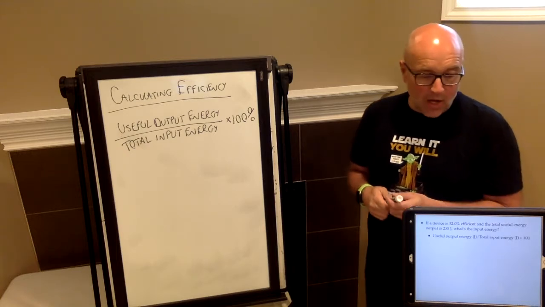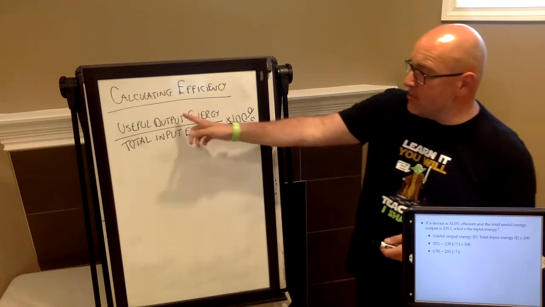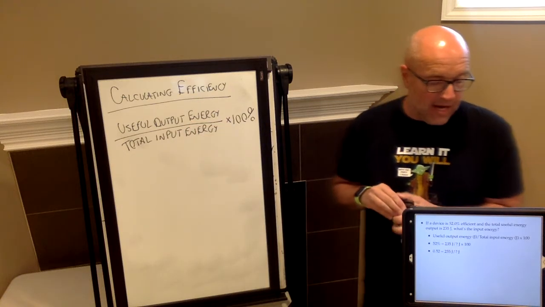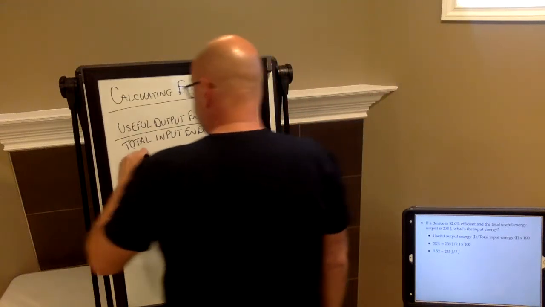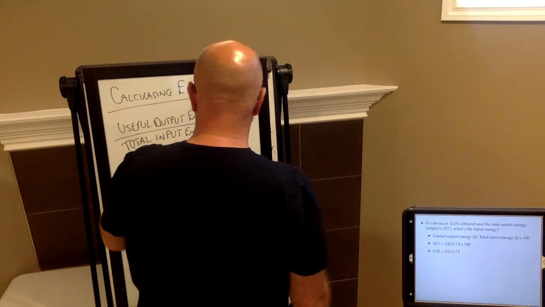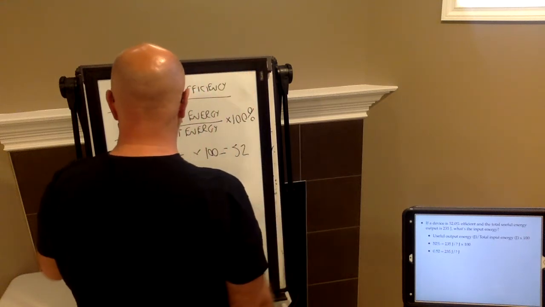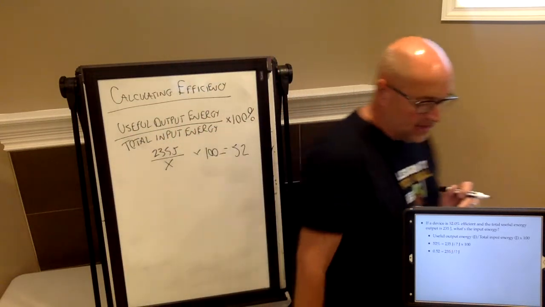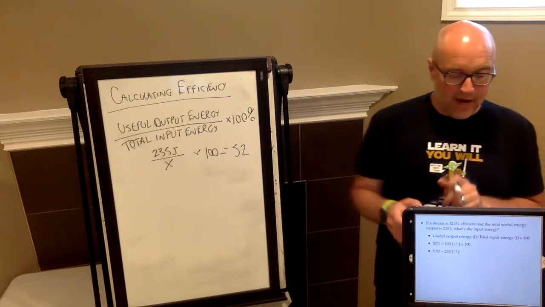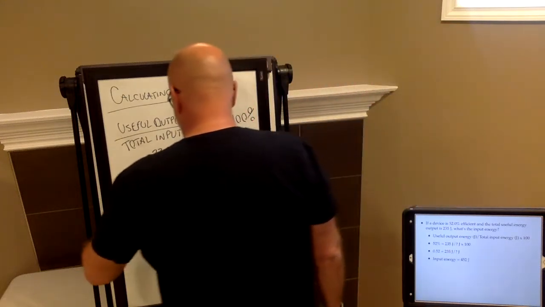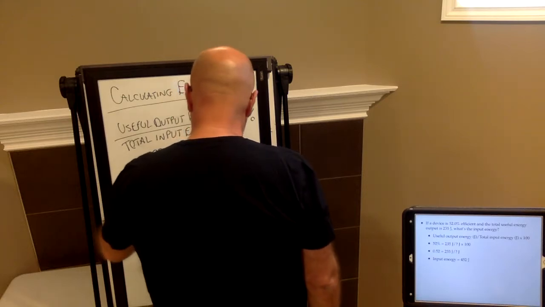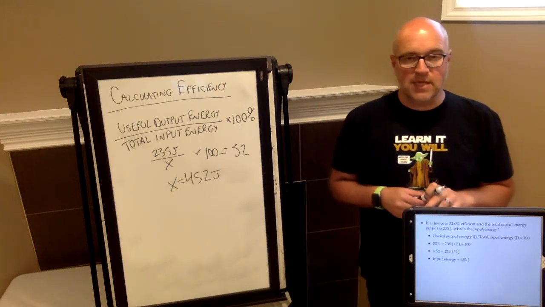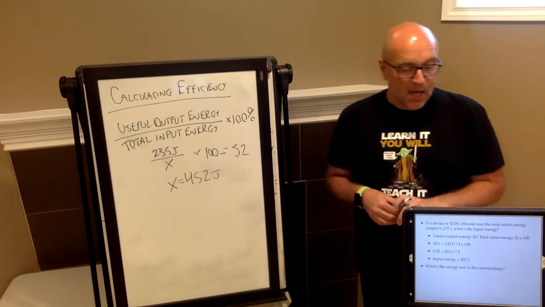Here we go. Okay, so I use my equation. I've got useful output energy on the top and total input energy on the bottom, in this case all in joules, times 100. Well, I know I've got 52, so 52 equals that times 100. And I'm given the output energy, which was 235 joules, and I'm going to solve for x. So that's basically what I want to do. In this case, my x is going to be 452 joules, rounded to the closest integer, not to a decimal point. So that's one right there.